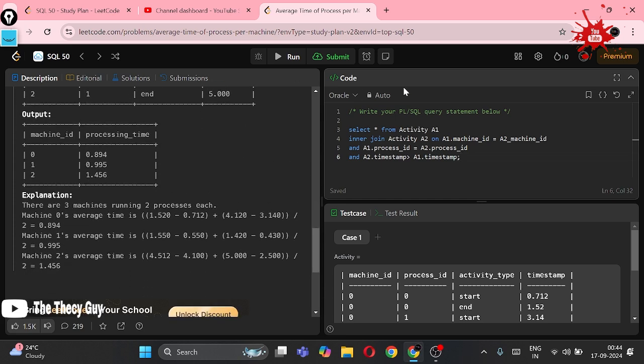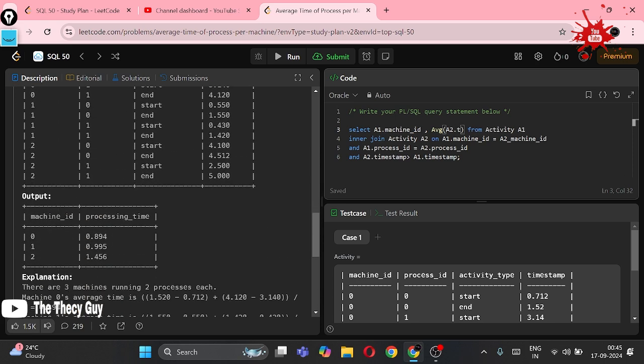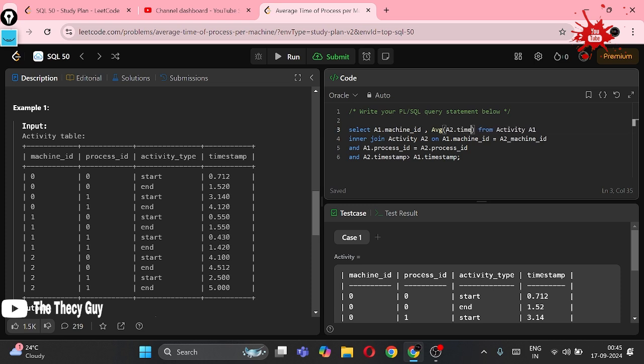What we need here: we want machine ID. You can take anyone's machine ID, I'm taking A1 dot machine ID. The second thing we want is the average. We are using the average function here, with A2 dot timestamp minus this A1 dot timestamp.